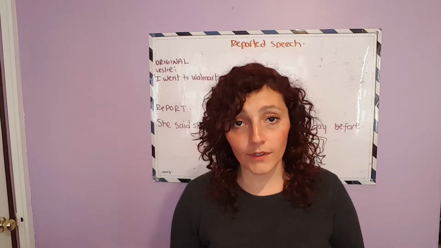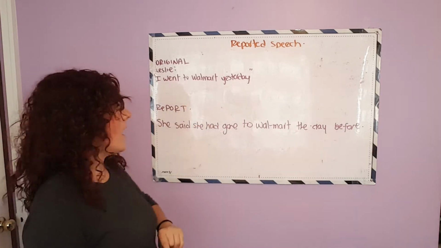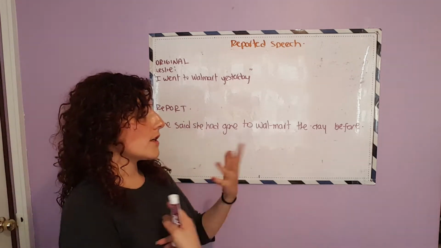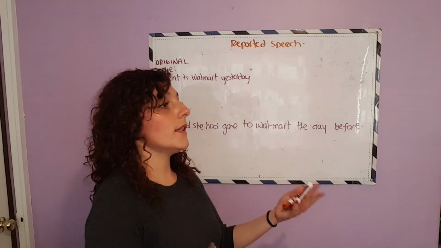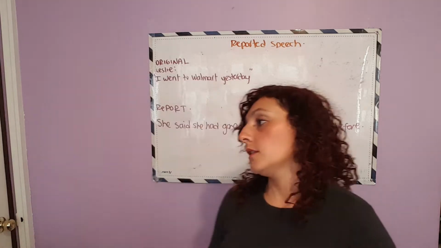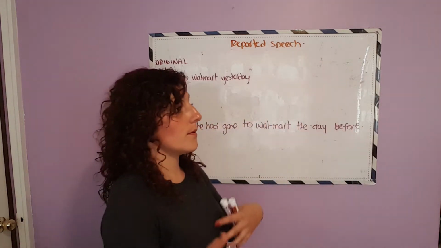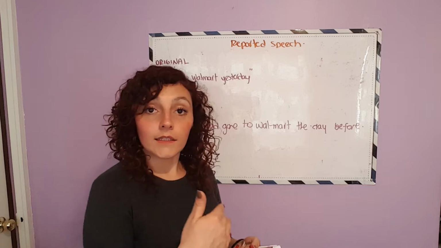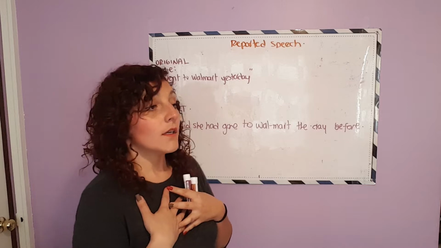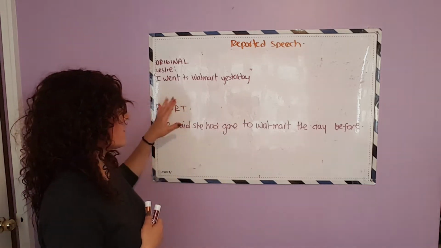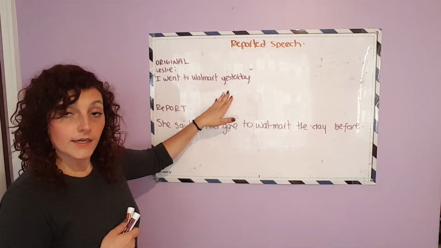So my first example is an example in the simple past. And let's imagine that I'm having a conversation now with my boyfriend and like, well, yesterday I went to Walmart. And then he's like, oh, okay, what did you buy? Oh, well, I bought some fruits, vegetables, etc. Then he talks to another person and he wants to report what I said. So my original idea was I went to Walmart yesterday, right?